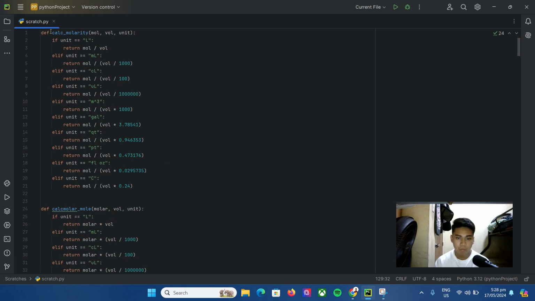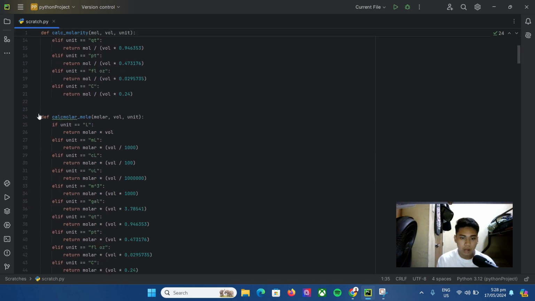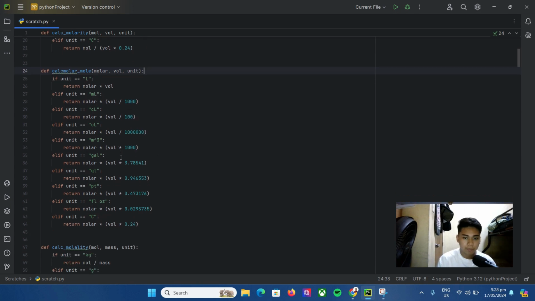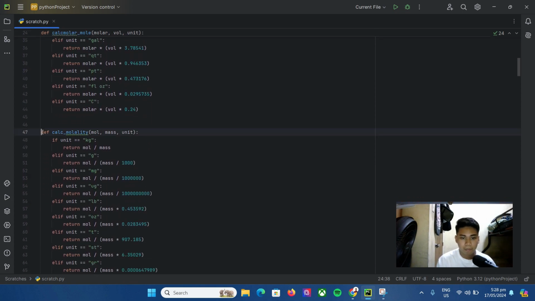For the calcmolarity function, it calculates the molarity of a solution. It takes the number of moles and the volume of the solution in a specified unit. The calcmolar mole function calculates the number of moles of solute given the molarity and the volume of the solution. It takes the molarity, volume of solution, and the unit of volume.